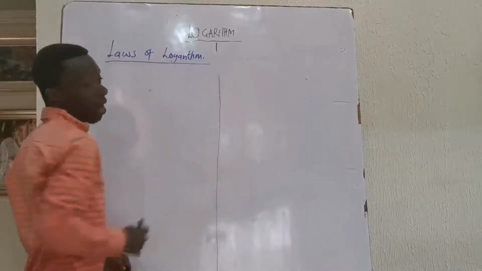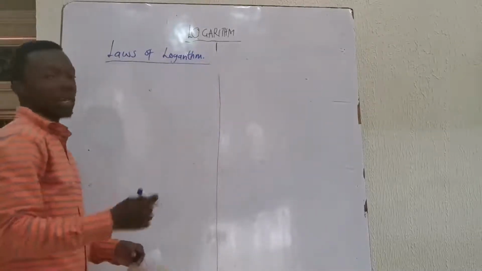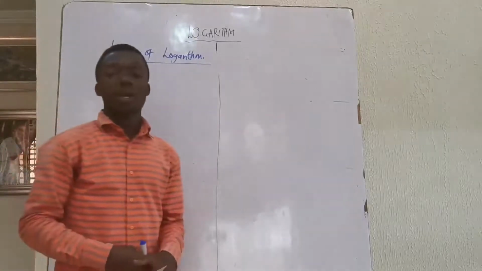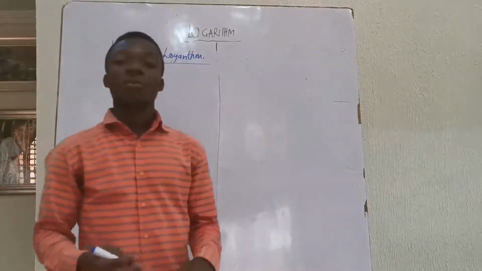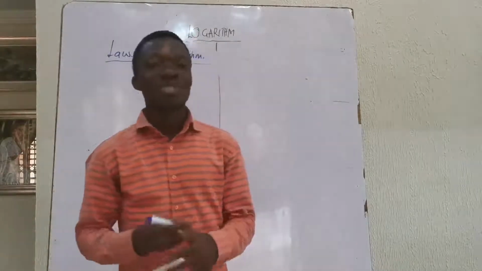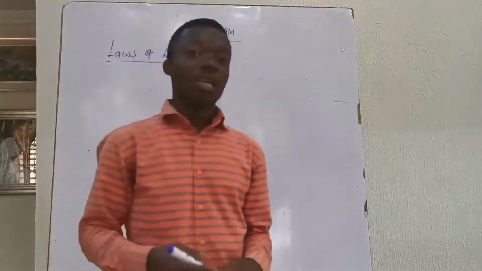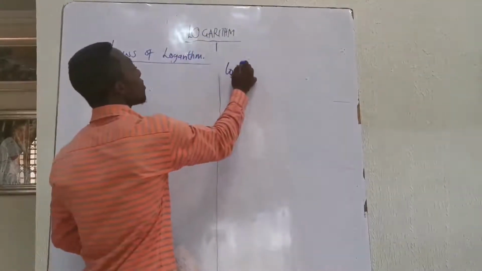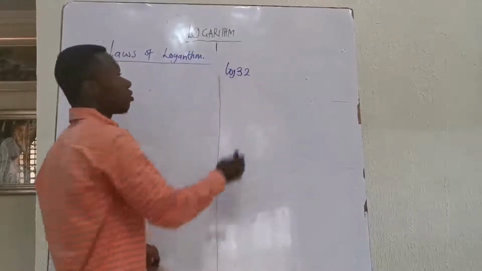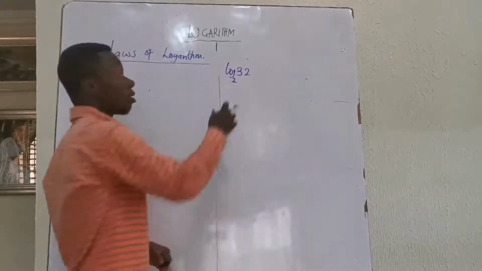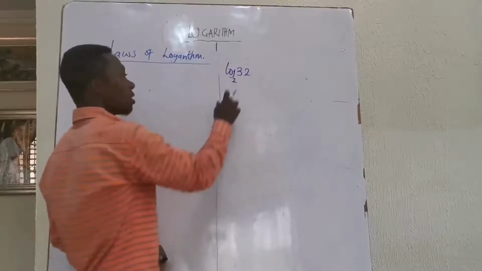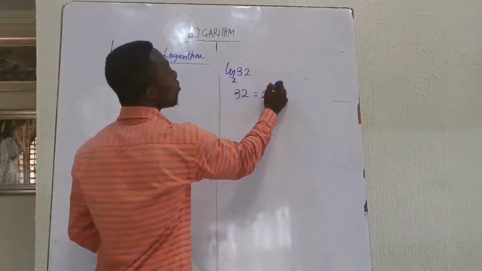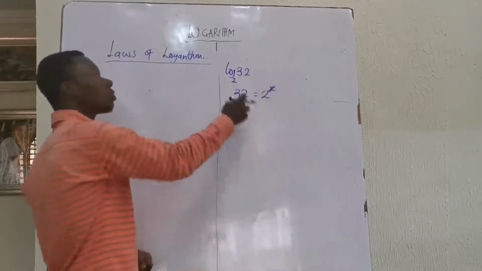So, laws of logarithm. Let me do a recap so that you get to understand. We said earlier that the logarithm of a number refers to the index, or the power, to which the base must be raised in order for us to get the number. For example, I have log of 32 to the base of 2. For me to get 32, it is going to be 2 raised to a certain number.